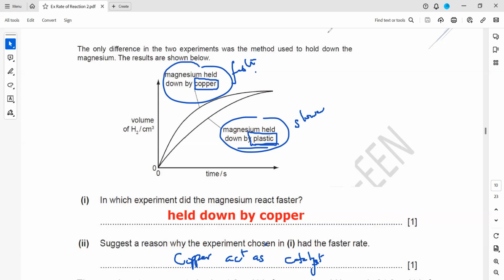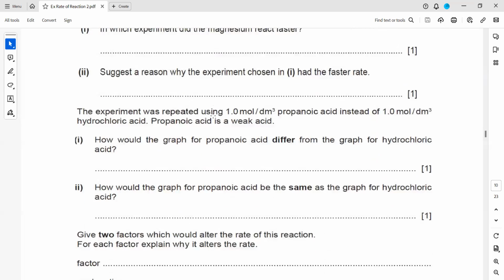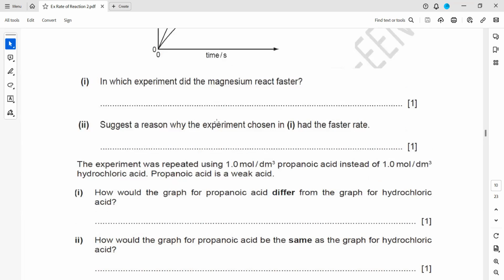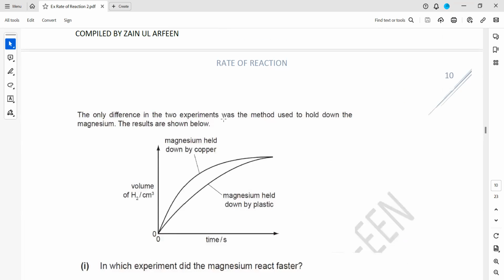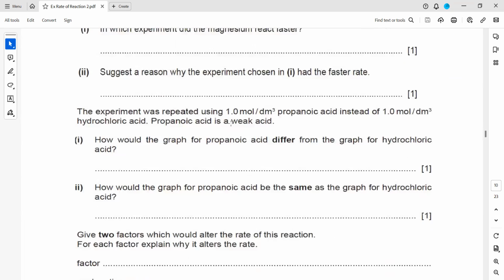So in the experiment in which the magnesium is held by a copper, the copper is acting like a catalyst. Copper does not react with dilute acids. Copper can react with concentrated acids. That's why here copper is not reacting. If copper was reacting, the amount of hydrogen would be more, because copper is also reacting and magnesium reacts. But in this case, the copper is not reacting. It only acts as a catalyst. And transition elements and their compounds can be used as a catalyst.